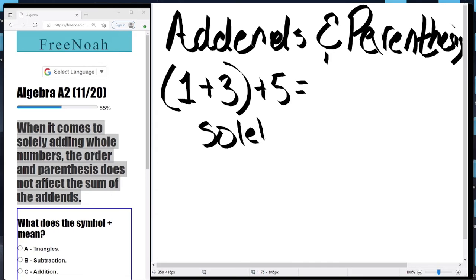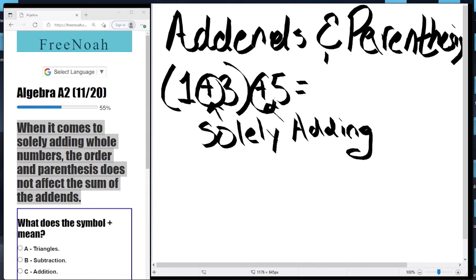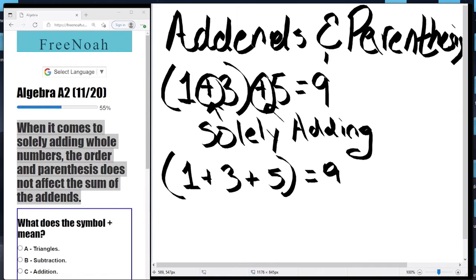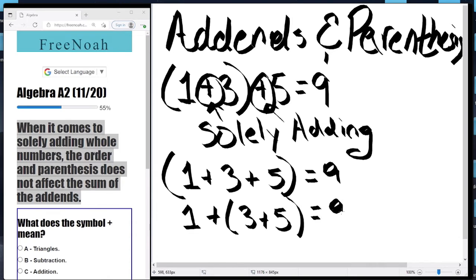Now, if you notice, we're solely adding here, so we've got two plus signs. The location of the parentheses does not matter because we're solely adding. The answer is still going to be the same, which is 9. Now, let's take the same order of numbers and move the parentheses around. So we've got open parentheses 1 plus 3 plus 5 close parentheses equals 9, and then we've got 1 plus open parentheses 3 plus 5 close parentheses, and it'll still equal 9.